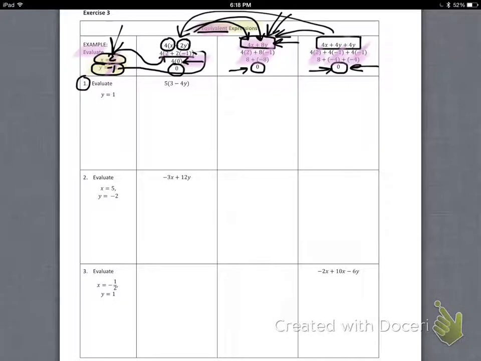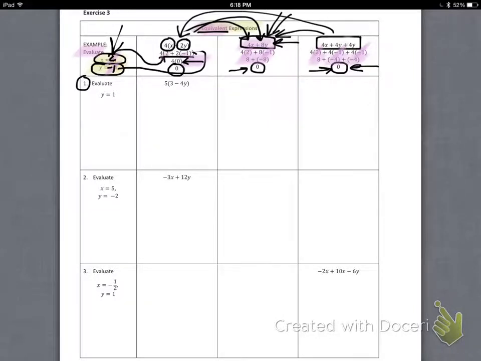Add all those together, and you end up with 0 again. Okay. So hopefully that's not too confusing. And just in case it is, and you're still feeling a little bit confused by it, I'm going to go ahead and do number 1 with you right now.